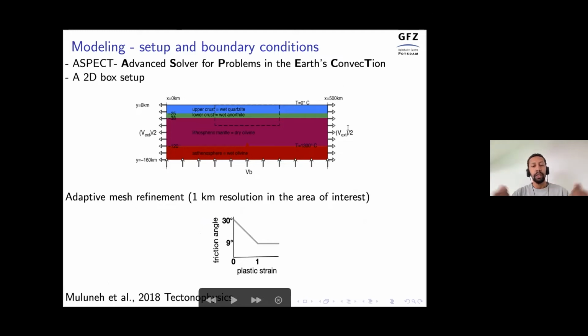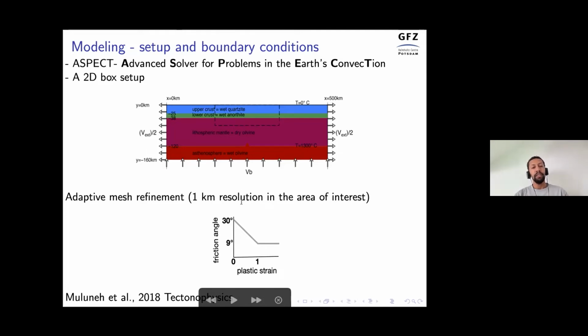We pull the box on both sides using this extension velocity for the rift, which is constrained by geodetic observation and also plate kinematic observation. And this open box indicates the area of interest. So we zoom into this area and we try to see what's happening.